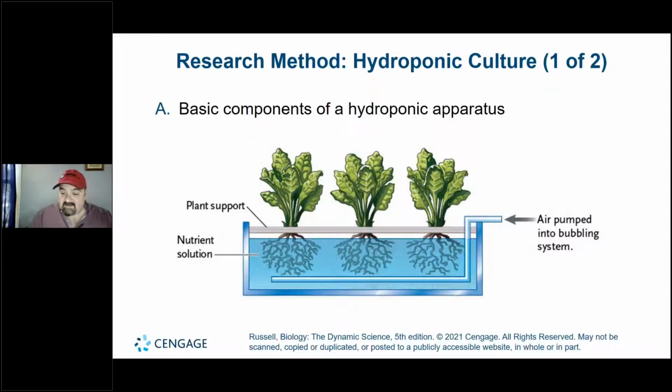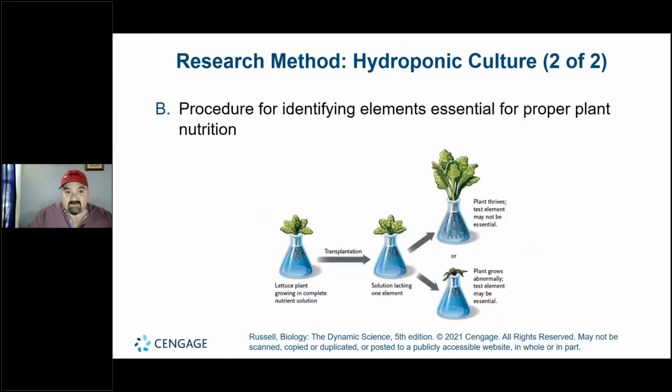All right, let's go back into our PowerPoint here. And we're seeing the procedure for identifying elements essential for proper plant nutrition. So you'll have this lettuce plant here growing in complete nutrient solution, with those nutrients that they feel are necessary for life and healthy growth. Then we put the plant into a solution lacking one element. If the plant thrives, that test element may not be essential. So we're trying to determine what elements are essential or not. If the plant grows abnormally, the test element may be essential. So that makes sense. This can be a time-consuming method, but it can work.